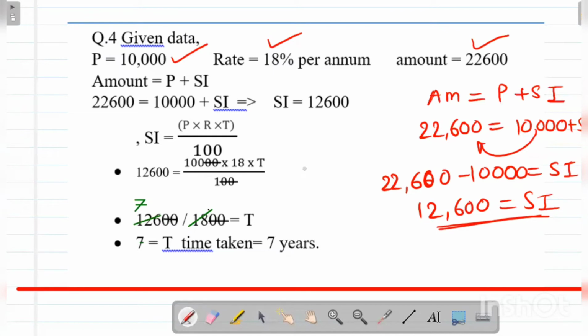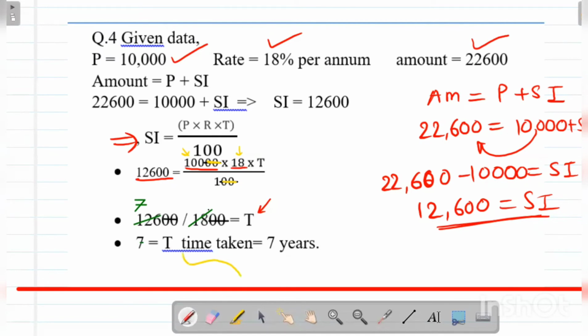Now you can put the values into the formula. Simple interest is principal multiplied by rate multiplied by time upon 100. Now after putting the values, simple interest is 12,600, 10,000 is your principal, 18 is your rate, and time we don't know. So whatever we don't know, we will keep on that side. The rest of the things we can shift to the other side. Now, whatever is common, you can cut it. These 2 zeros and these 2 zeros can be cancelled out. So 18 and this 100 will become 1800. That you will shift to the other side, it will go in division. So time is equal to 12600 divided by 1800. If you know the table of 18, 18 sevens are 126. So T is equal to 7.